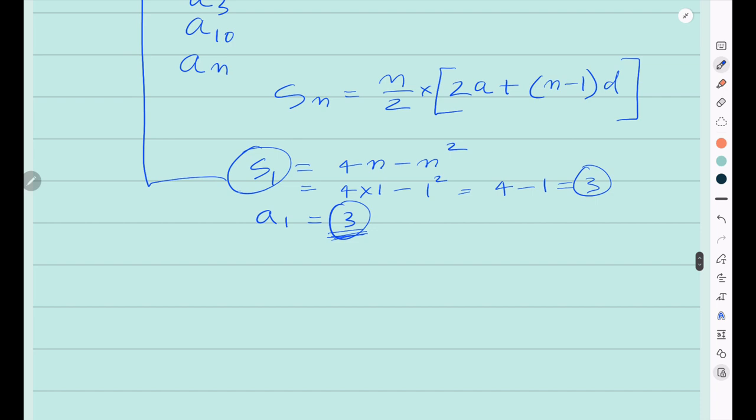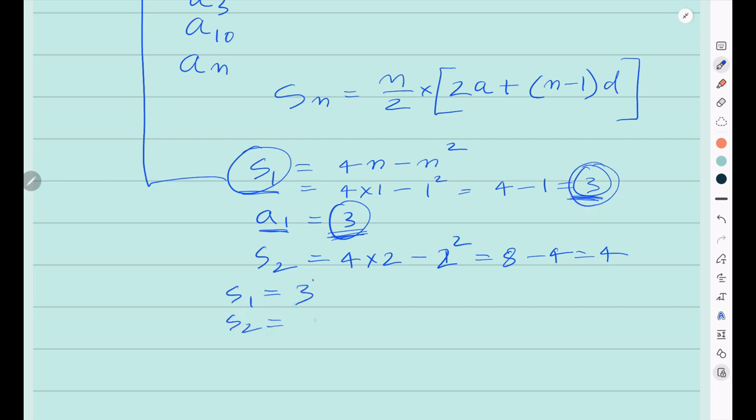So we have already found out S1. Okay, S1 is 3, and by the way A1 also is 3. What is S2? S2 can also be expressed by this equation, isn't it? 4 into 2 is 8, minus 2 square, which is 4. So that is 8 minus 4, and that is 4. Okay, so S1 is 3, S2 is 4. So what is the common difference? Can you tell me?